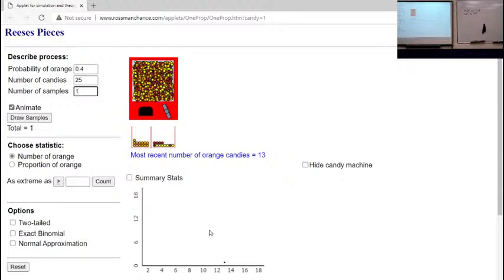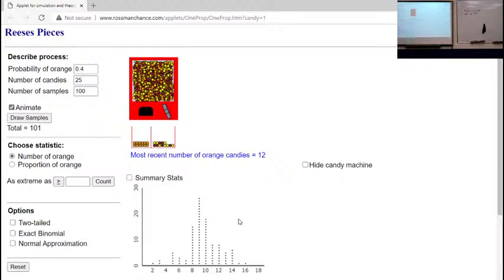If I took a whole bunch of samples, instead of one sample, let's take 100 samples. I could keep taking samples of 25. And the more samples I take, the more this is going to start to look like a normal curve. The more it's going to start to look like a normal distribution.